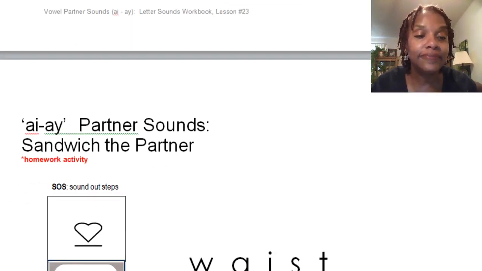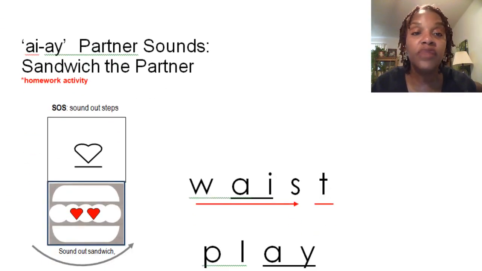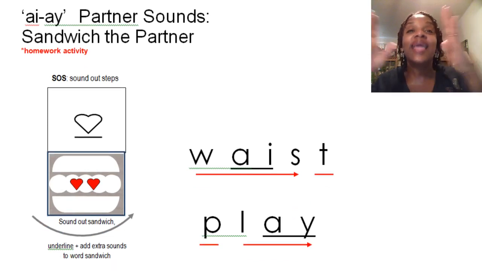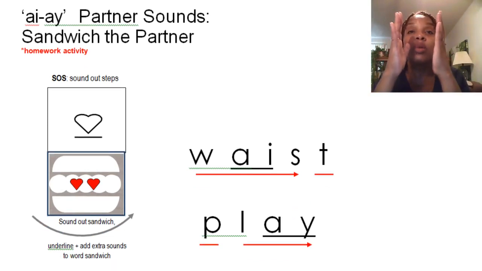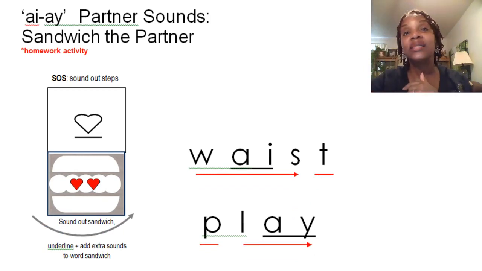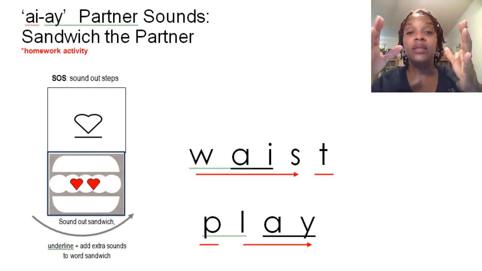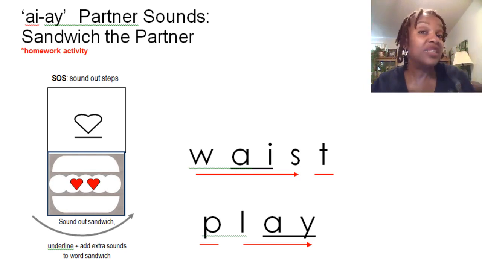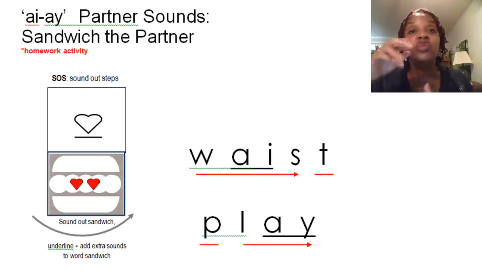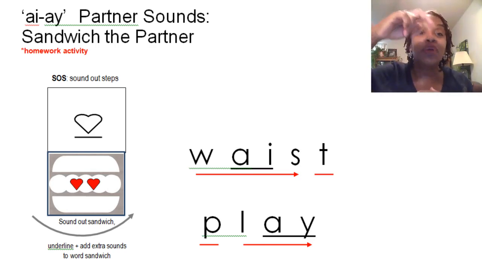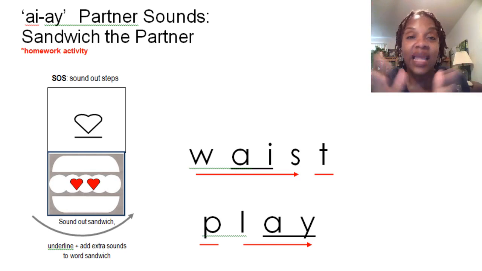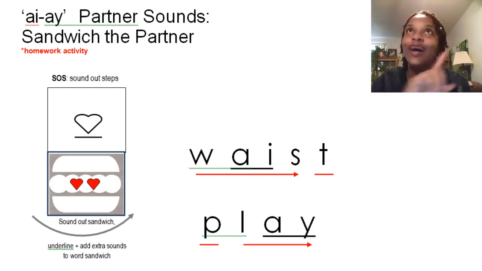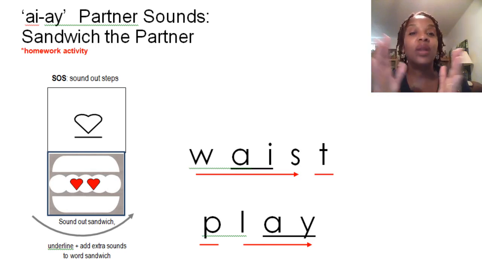Moving right along. This is also a part of your homework where you're going to sandwich the vowel. You're going to make a word sandwich. And remember, we talked earlier in this class, you can think of the partner sounds as ice cream sounds. They can be ice cream two vowel walking partner sounds, or you just think of them as two vowels walking partner sounds, right? So we're just going to sandwich the partner. I'm sorry, we're going to underline the partner, and then we're going to make the sandwich.